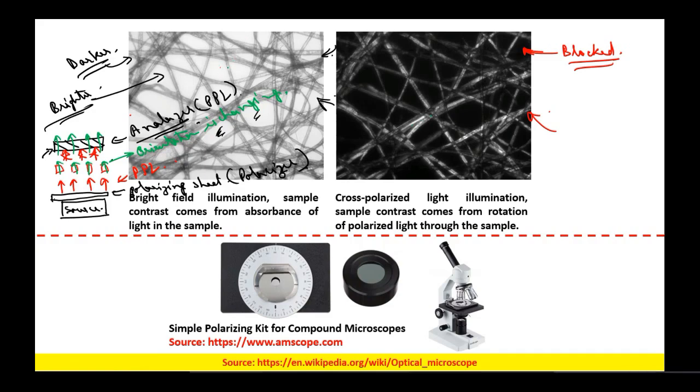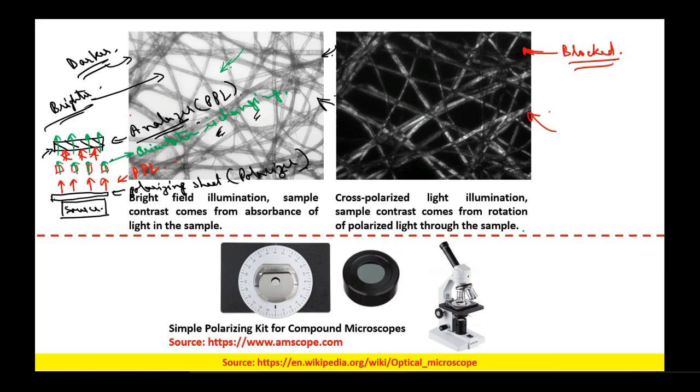I can give you a question: why does your bright field image have a brighter background, whereas in cross polarized illumination you have a dark background? You need to explain all of this.